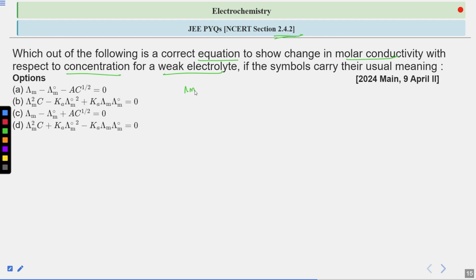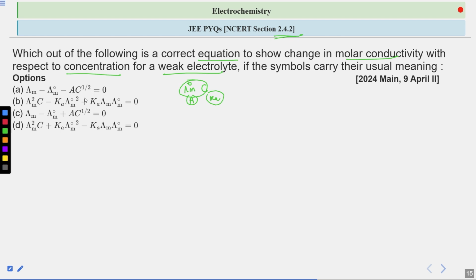That means lambda m is denoting the molar conductivity, lambda naught m is denoting the limiting molar conductivity, C is denoting the concentration, A is denoting the constant, and K is denoting the equilibrium constant, right? So you have to tell the correct equation present in the options to show the change in the molar conductivity with respect to the concentration for a weak electrolyte. This question was in the 2024 mains examination.